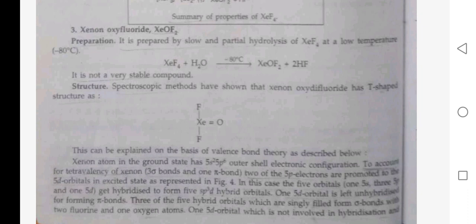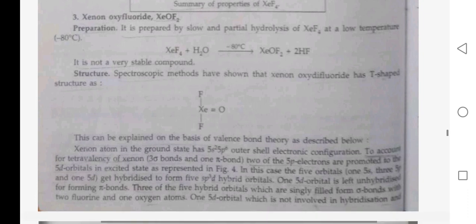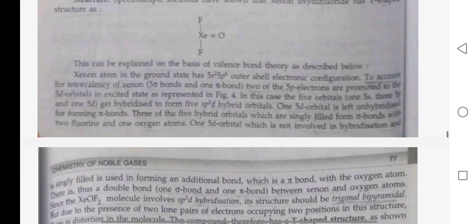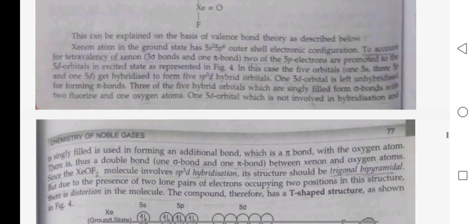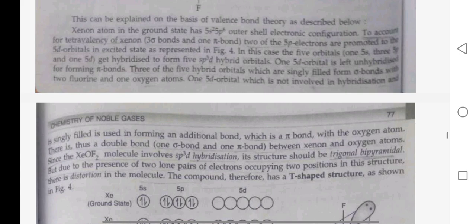Xenon oxyfluoride. Preparation: it is prepared by the slow and partial hydrolysis of xenon tetrafluoride at a low temperature. It is not a very stable compound. Structure: spectroscopic methods have shown that xenon oxyfluoride has a T-shaped structure. This can be explained on the basis of valence bond theory as discussed below.